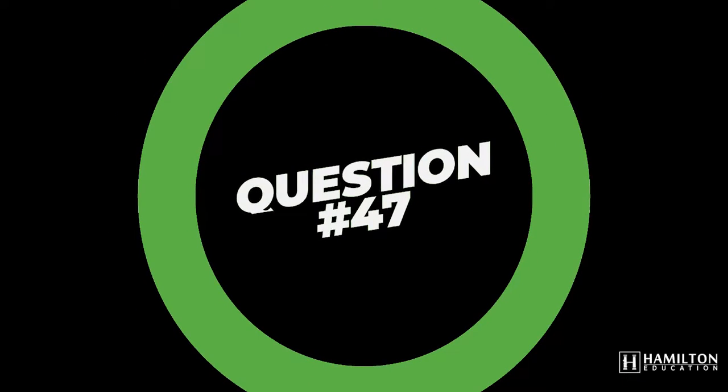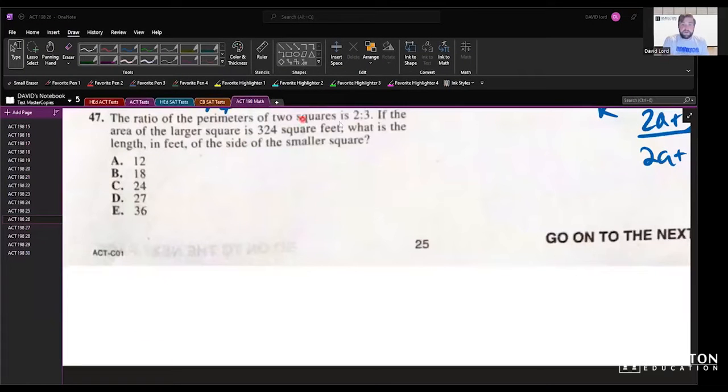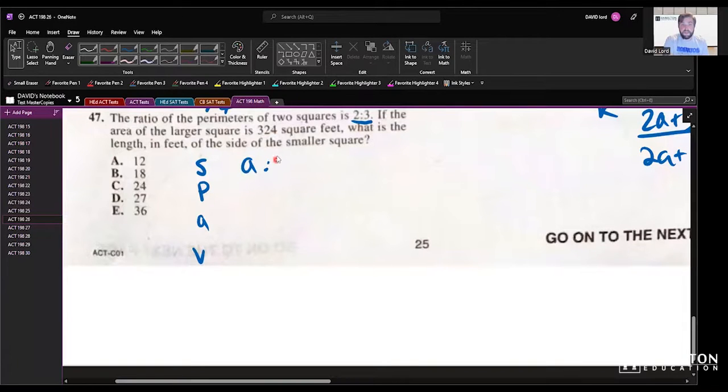Question number 47. The ratio of the perimeters of two squares is 2 to 3. If the area of the larger square is 324, what is the length of the side of the smaller square? There are a couple ways of approaching this, but one that I would like to recommend you remember is the ratio rules box. So if you're given side, perimeter, area, and volume, it follows these rules where side is A to B, then the perimeter will also be A to B, and the area would be A squared to B squared, and volume is A cubed to B cubed.